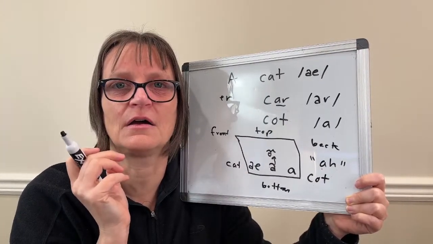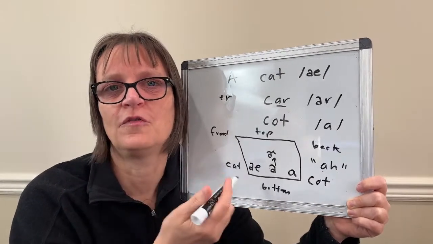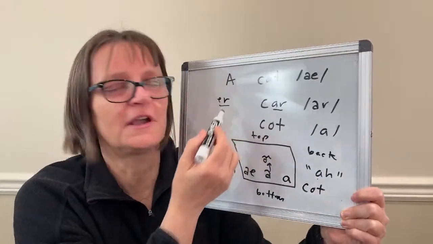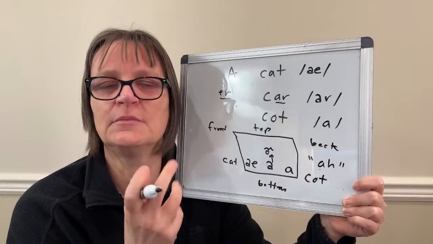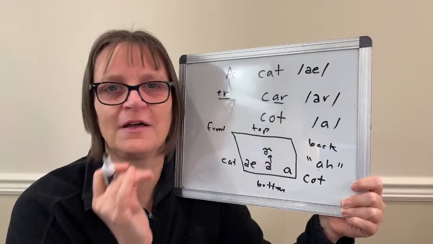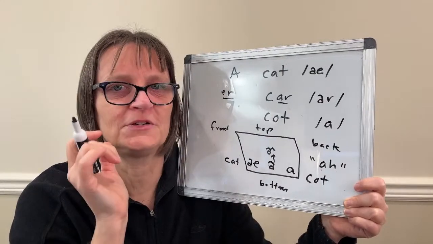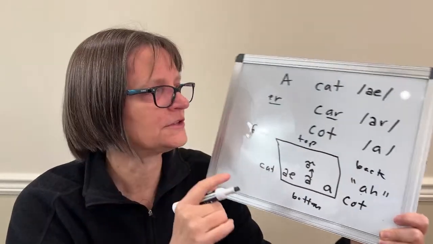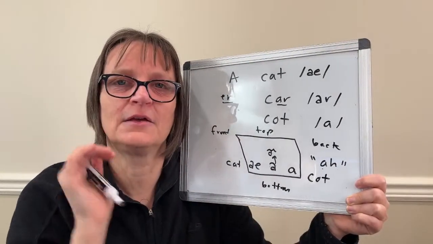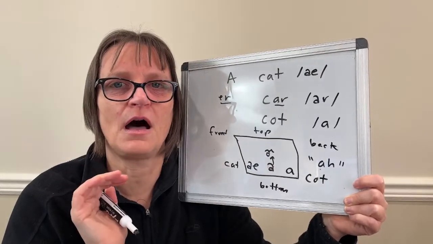R. So for R, I always recommend focusing on the R part of the diphthong, and then the R just moves a little lower and then up quickly. R. So cat, car, cot.